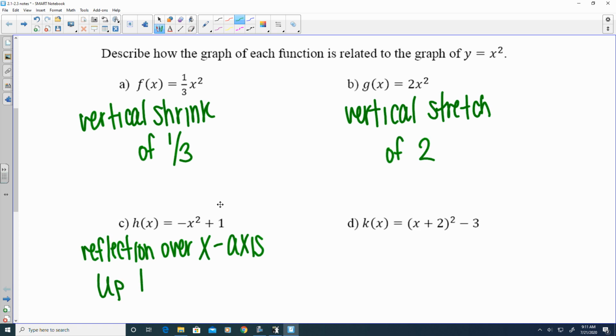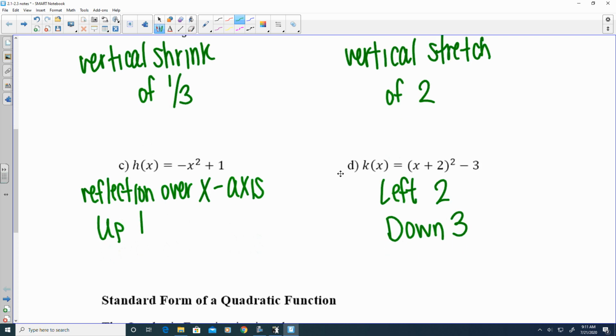Letter D, we have a transformation inside parentheses and outside parentheses. That inside is horizontal, left or right, and it's always opposite what we think, so that is left 2. And the 3 on the outside is vertical, down 3. And that is all review from chapter 1 when we talked about graph transformations.